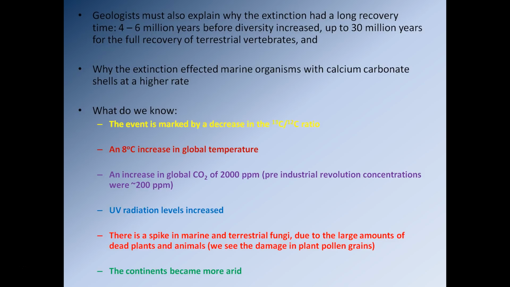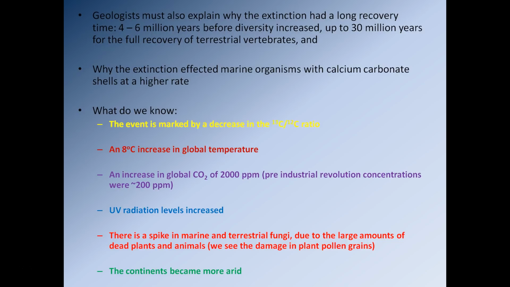So geologists have to explain why the extinction event, this Permo-Trias mass extinction, had such a long recovery time. Typically when there's a mass extinction, we see life recovers pretty quickly. Life is relatively hardy, and when all these environmental niches open up because of an extinction, we see life will often very rapidly diversify and fill the niches that are left.